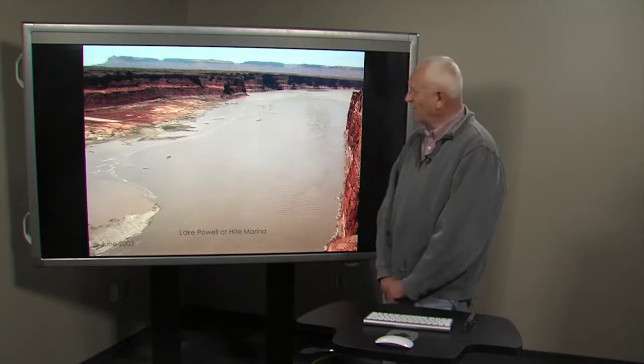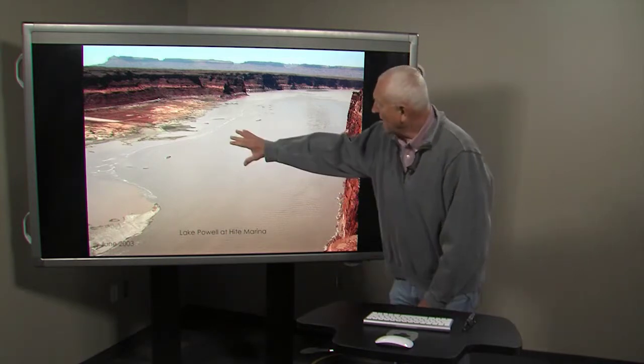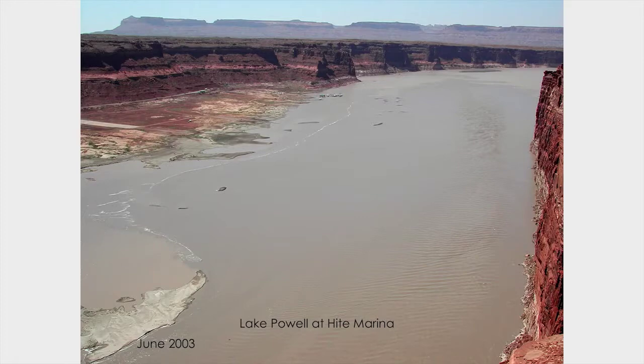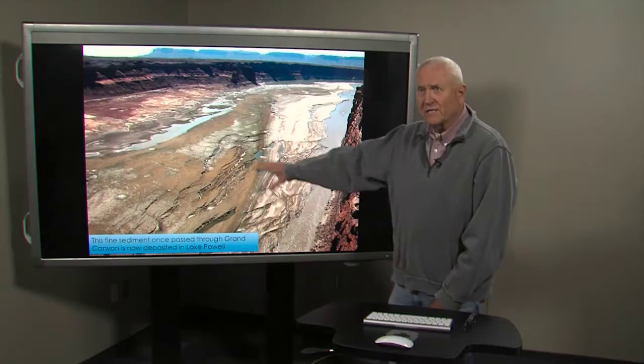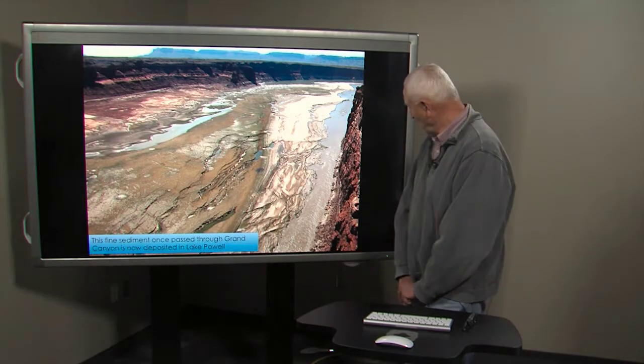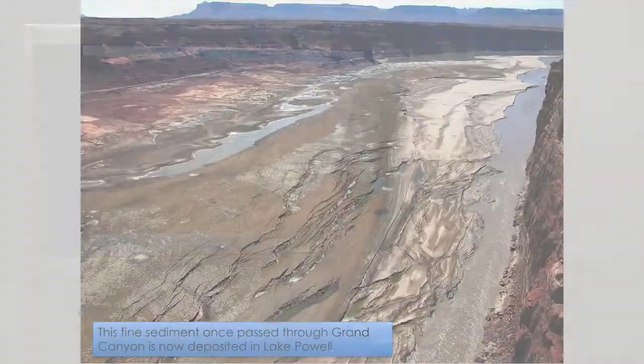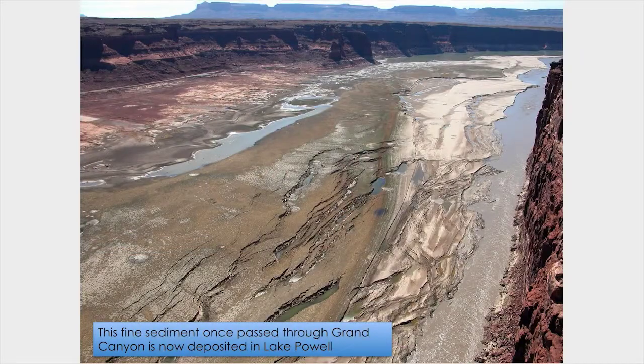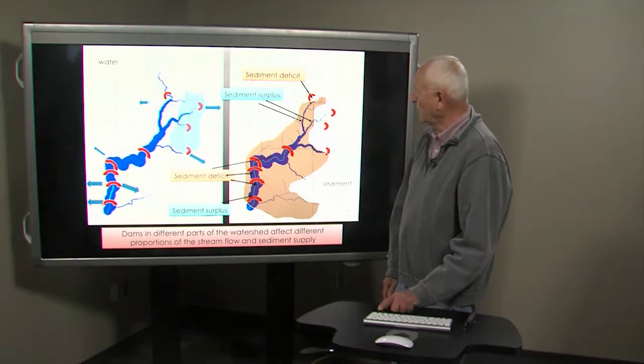This is a photograph of Lake Powell at a time of high stand in 2003, and this is Lake Powell, a photo match during the low stand. This is all the accumulated fine sediment that is now trapped in Lake Powell.